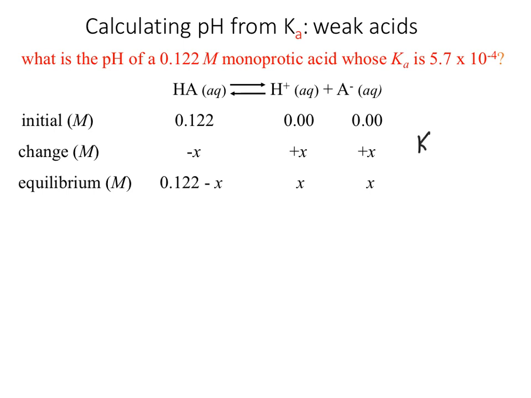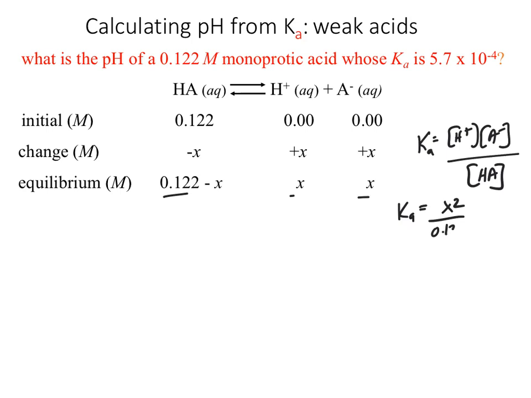expression. So in this case, K, of course, is going to be equal to H plus times A minus all over the concentration of HA. So if we plug in our equilibrium expression values relative to x, we're going to have x squared over 0.122 minus x. Okay, so now that we have this set up, we also know our Ka value. So that's equal to 5.7 times 10 to the negative 4.